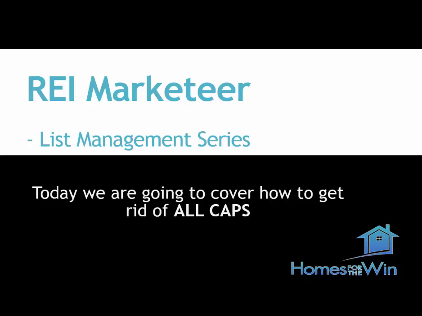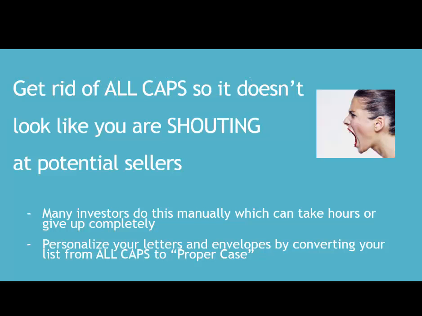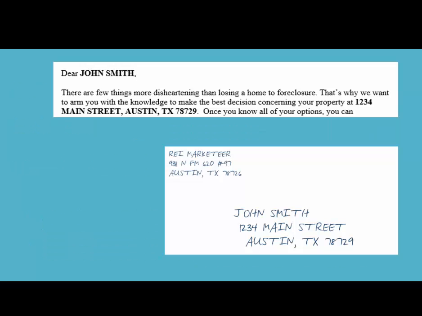This is the first video in the series, and today we're going to get rid of all caps. When we get a list from a list broker, sometimes it comes in all caps, and if we use it in our mail mergers, it actually looks like we're shouting at potential sellers. We don't want this as our brand. However, many investors do it manually, which can take several hours, or they completely give up. We want to personalize our letters and our envelopes by converting them into proper case. Let's see what it looks like.